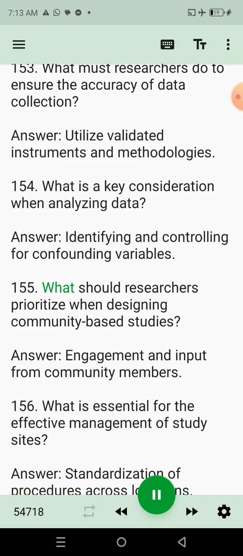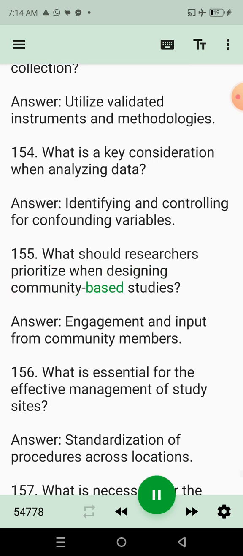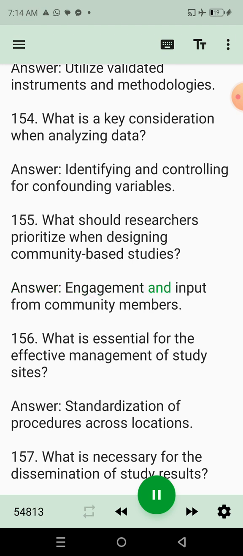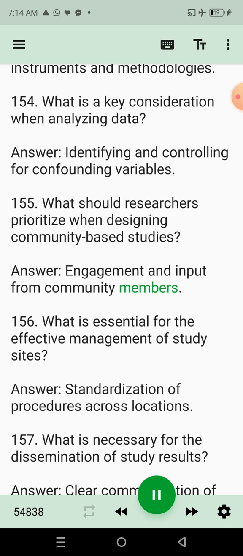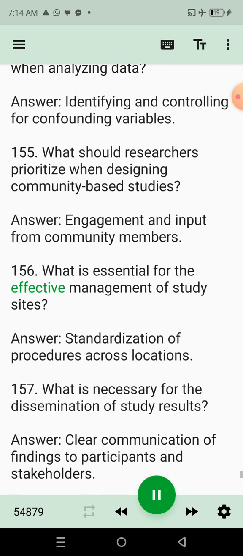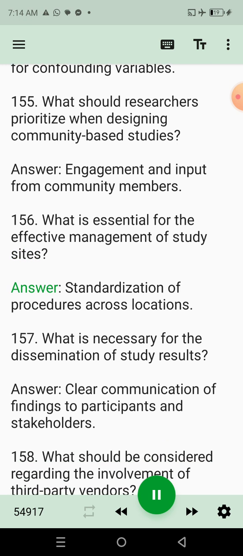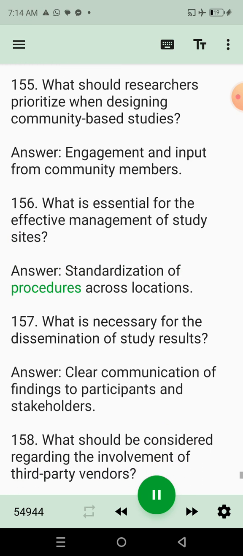155. What should researchers prioritize when designing community-based studies? Answer: Engagement and input from community members. 156. What is essential for the effective management of study sites? Answer: Standardization of procedures across locations.